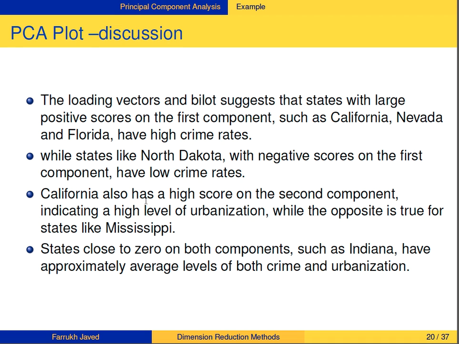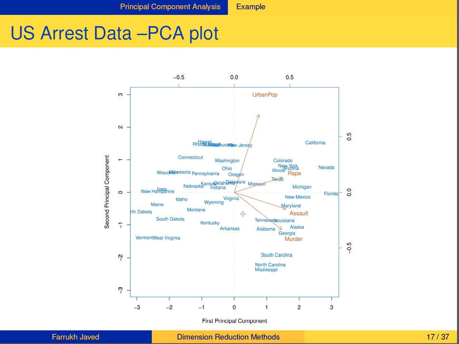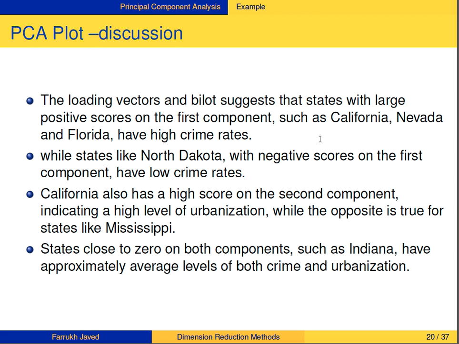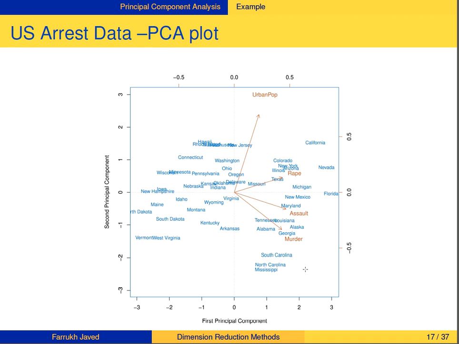California has a high score on the second component, indicating a high level of urbanization. If you go back and see, California is up here. With respect to the second principal component, it says 0.45 or 48, and for the first it says something like here. Of course we all know that it's quite urbanized. Mississippi is less urbanized. Similarly, states close to zero on both components, such as Indiana, have approximately average levels of crime and urbanization.